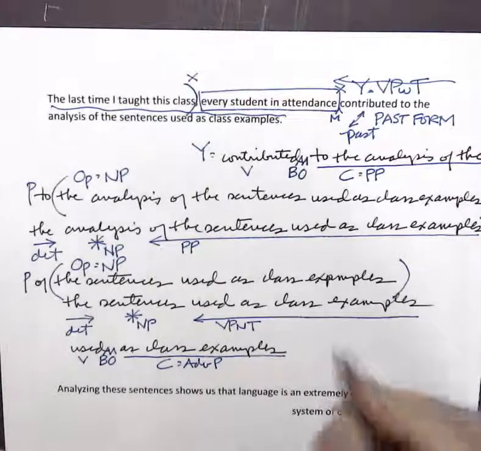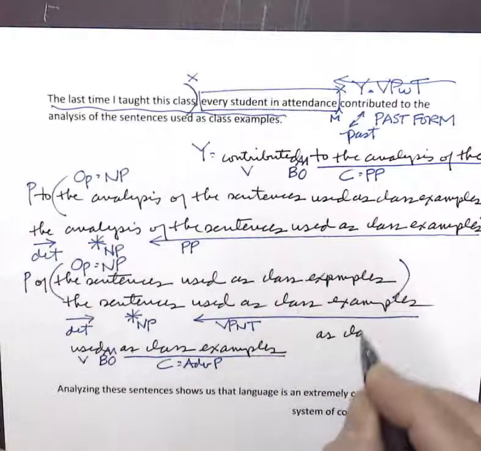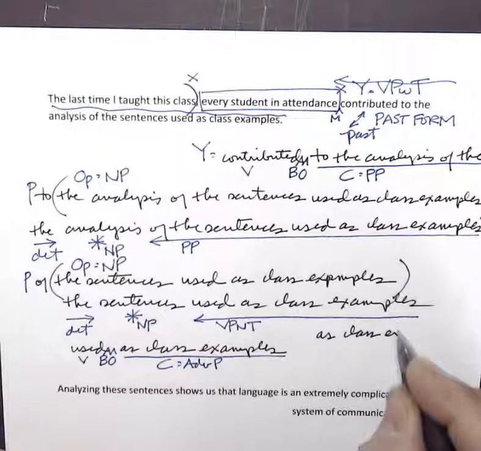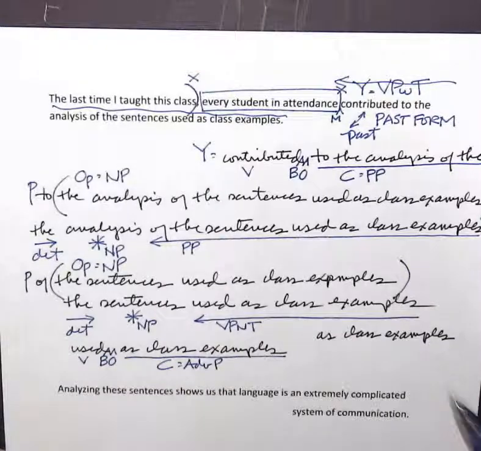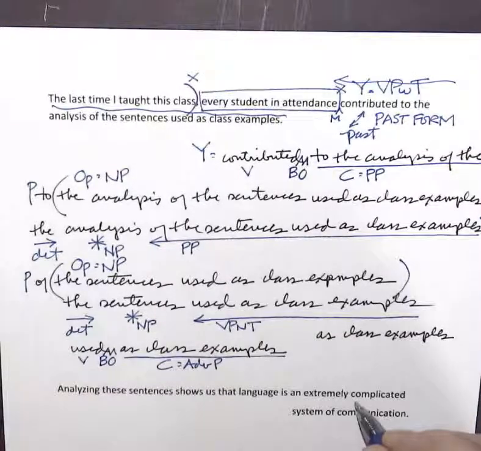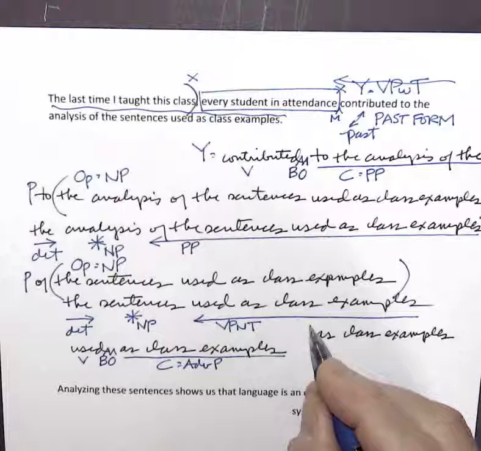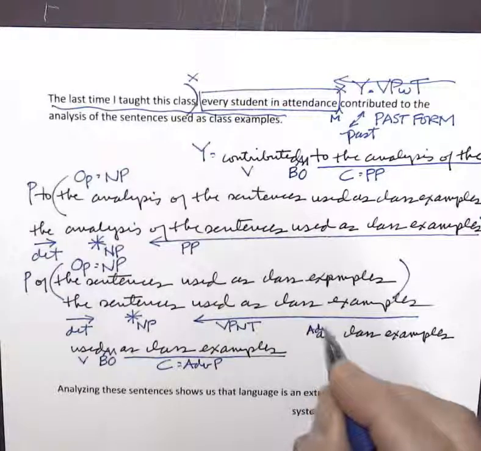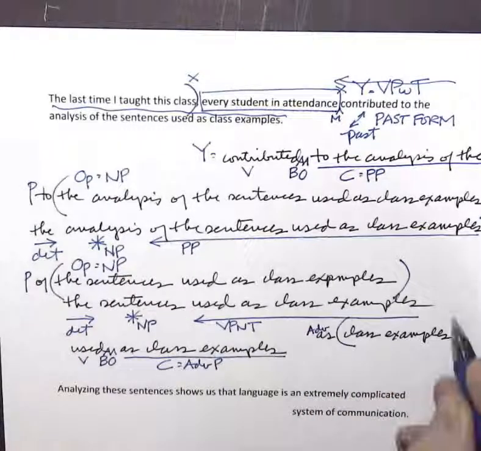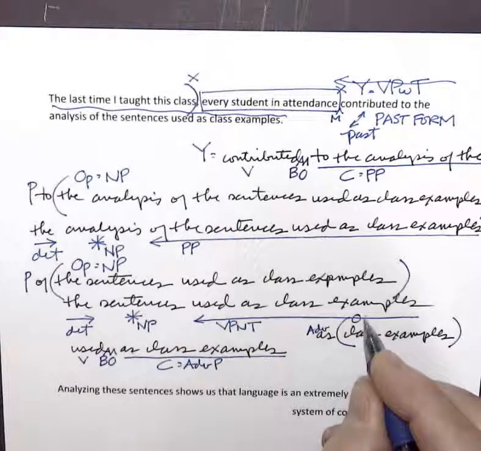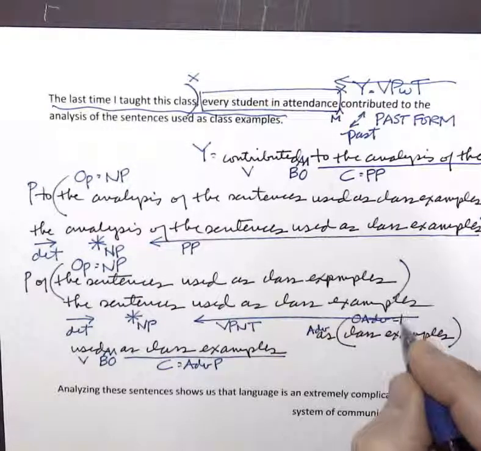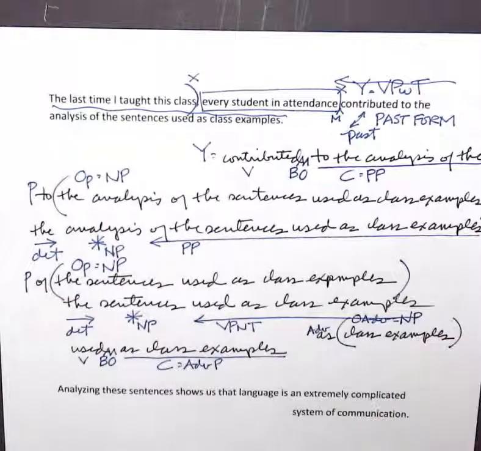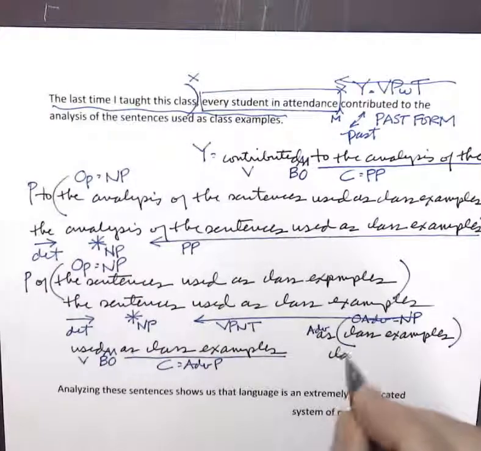So let's rewrite it, as class examples. And we'll treat this adverb phrase the same way we treated the prepositional phrases. Let's label this as the adverb. We'll label class examples as the object of the adverb. And the object of the adverb is a noun phrase. We'll rewrite that, class examples.